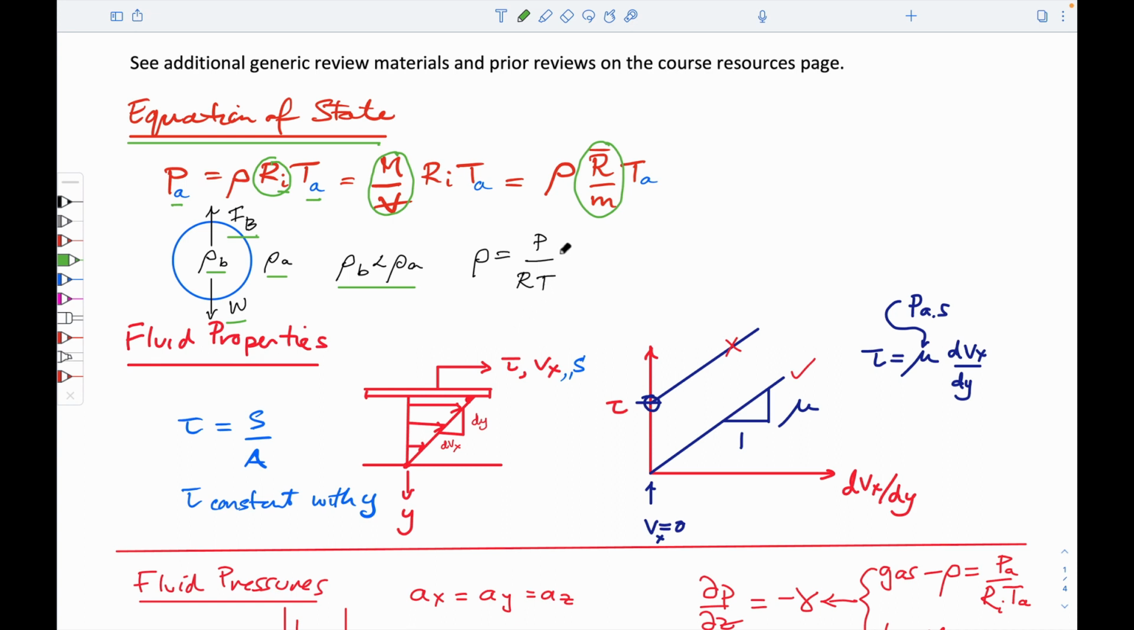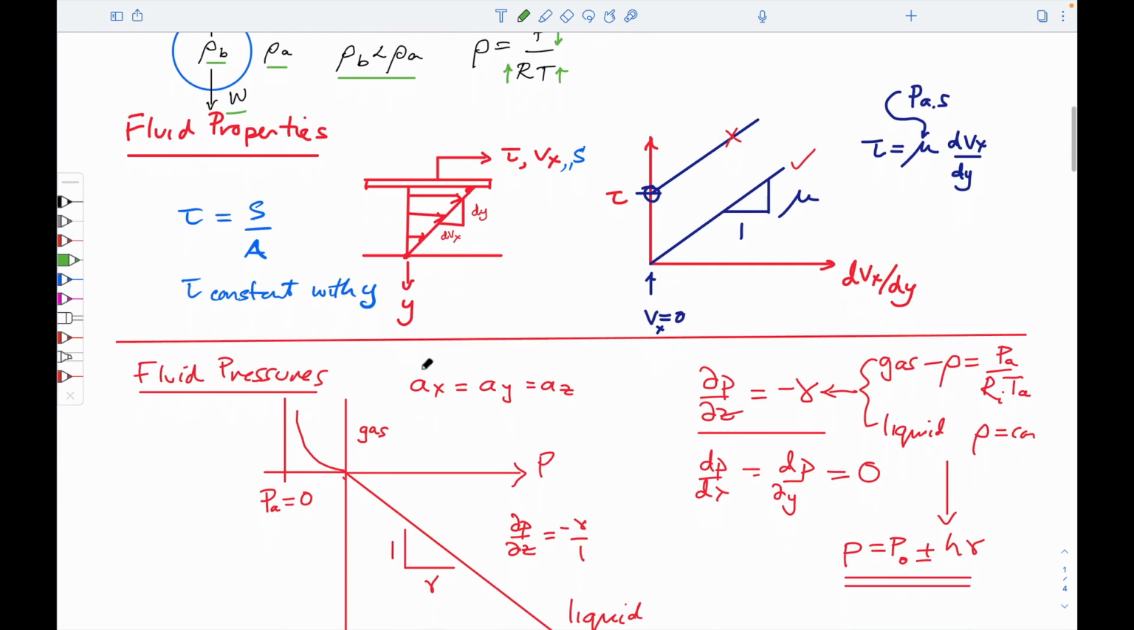And so if you want to look at something that will rise, you can write the ideal gas law in terms of the density. And if you do that, then for it to rise, to reduce the density, you either have to reduce pressure, increase temperature, or increase the gas constant by changing the gas that's in the balloon. A helium balloon, for instance, instead of an air balloon.